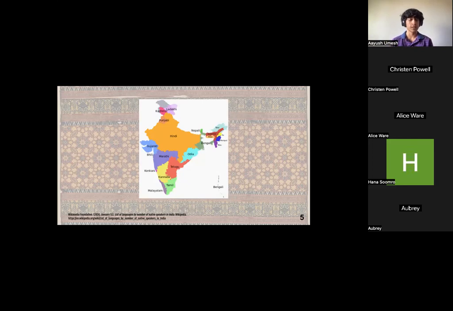So Hindi, along with English, are considered the official languages of India, meaning that the official communications of the government are done using Hindi or English. And Hindi and Urdu are two very similar languages.